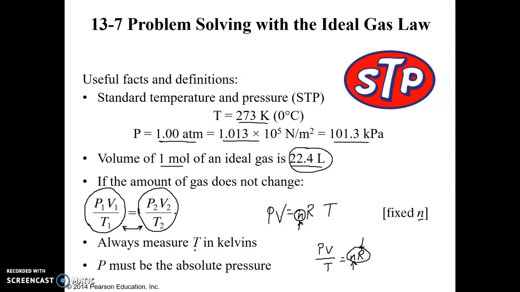So again, just remember T should always be in Kelvin, and P is the absolute pressure. Don't forget that when you measure the pressure in your car tire, that's just the gauge pressure. You also need to add to that the atmospheric pressure to get the absolute pressure.